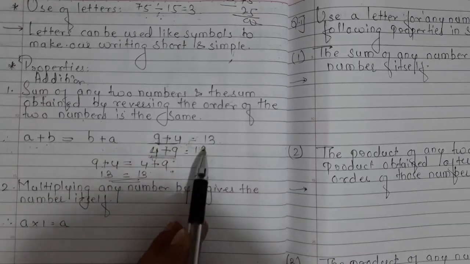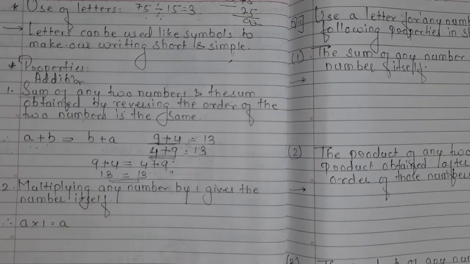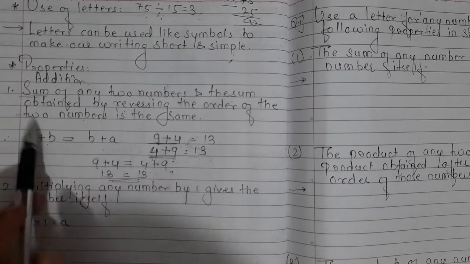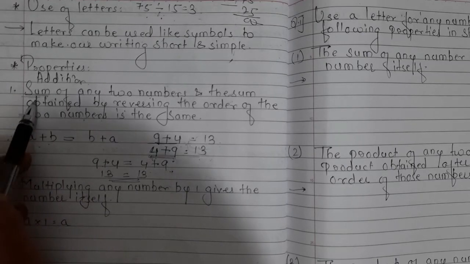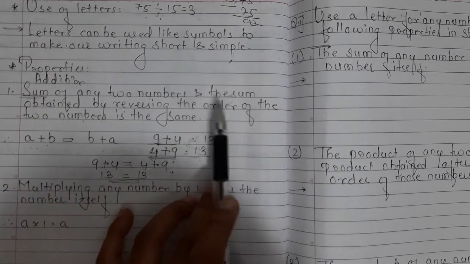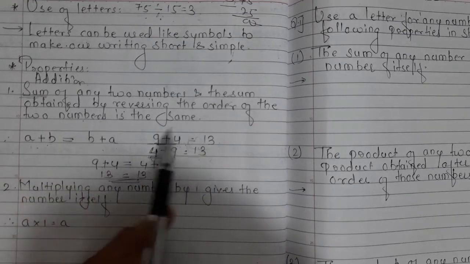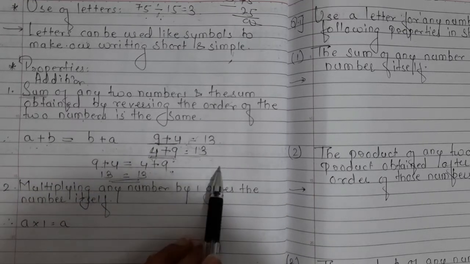See, they both are giving you the same answer. Okay, so this is the first property. Just like addition, if we multiply any two numbers, the product obtained by changing their order is also the same.